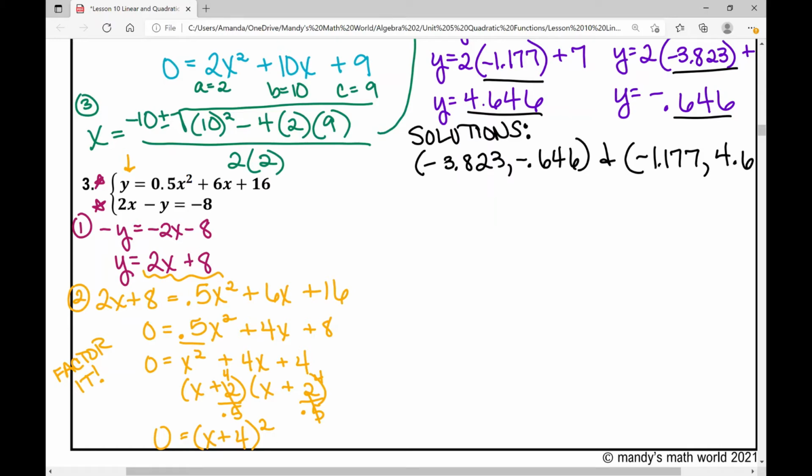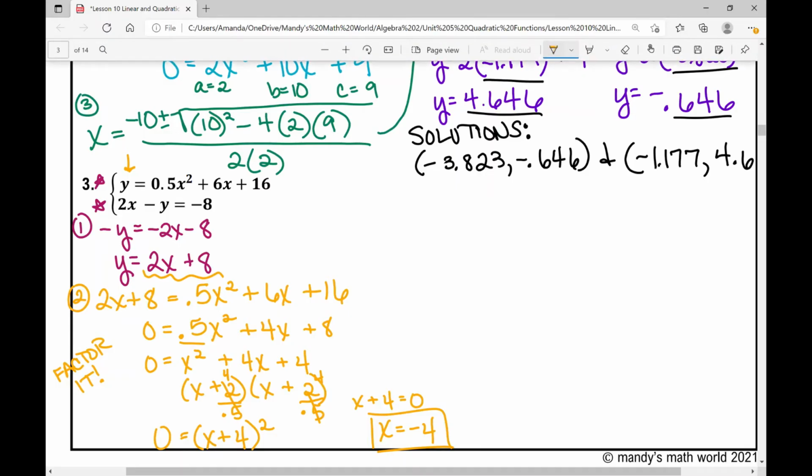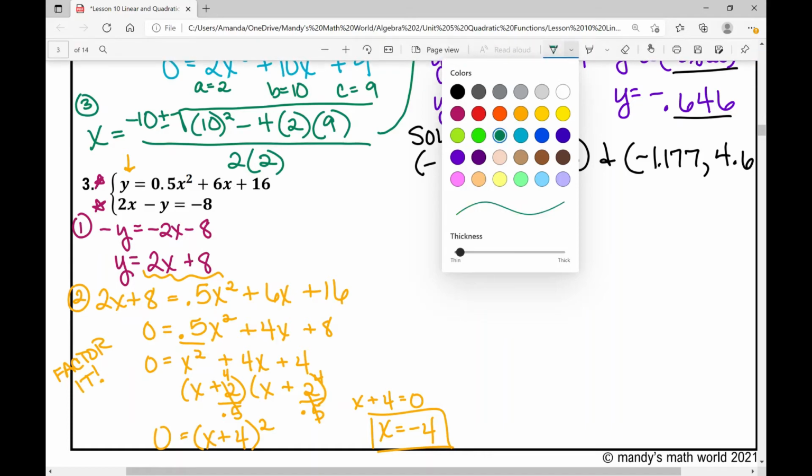And in this case, what's really nice is I love these ones that you can factor. It's so easy. And if you take AP Calculus, almost everything is factorable. So you need to be really good at factoring. In this case, if I were to solve for x, I take that factor, x plus 4, and set it equal to 0, and I get x equals -4. So in this case, I have one solution, and I know the x value of that solution is -4.